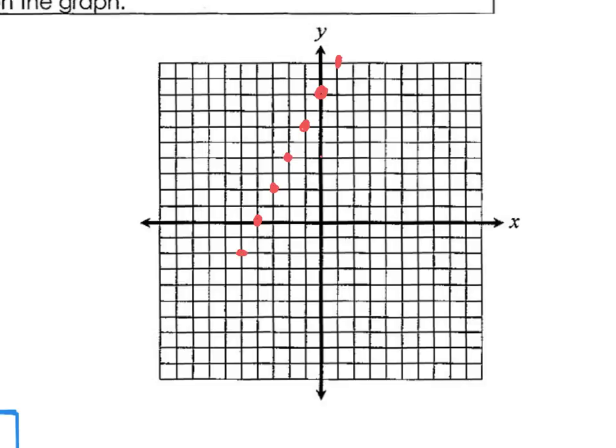So, we continue to draw points. And if you have a ruler, connect them with a nice straight line. I'm going to do my best here. And there's our original function, f of x equals 2x plus 8.